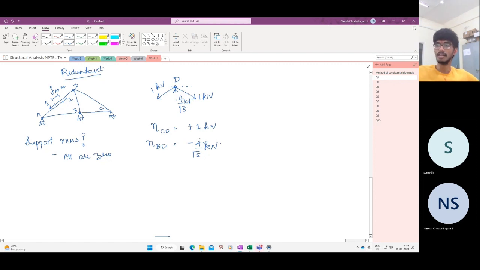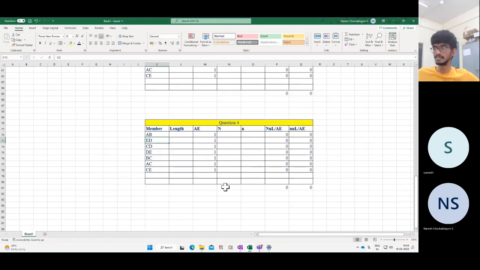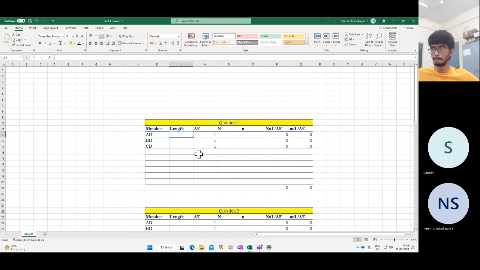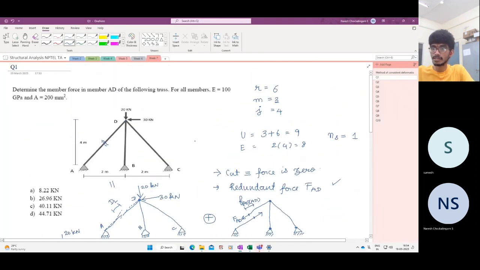Now again, let us use the formula. How do we do it? To do this quickly, I have created this Excel sheet. You can just fill in all the values in this. So for question 1, what is the length of AD? This is 2 meters, this is 4 meters. So the length of AD is square root of 2 square plus 4 square, which is 2 root 5 meters. The length of CD is also equal to 2 root 5 meters, and the length of BD is equal to 4 meters.